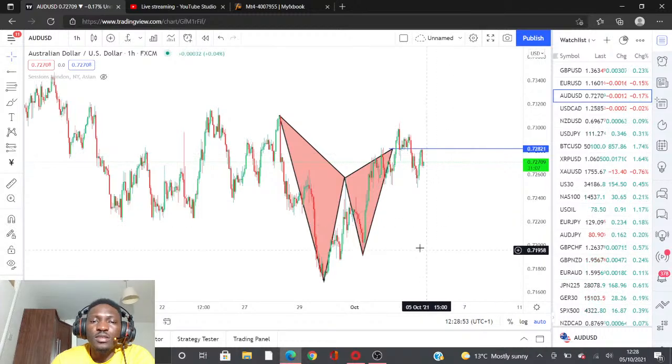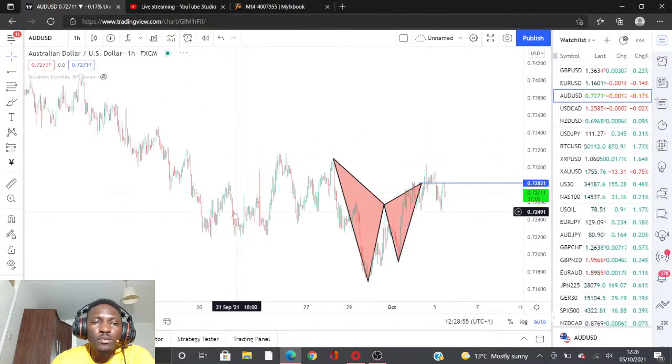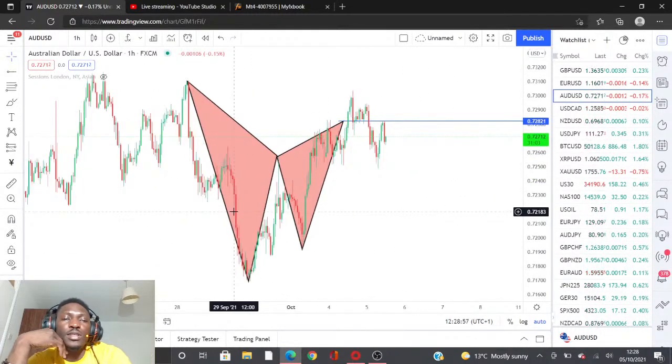So Aussie dollar, yes, I touched on this yesterday. This is the market where we looked at how the market has been bearish on a higher time frame, bearish on a weekly, bearish on a daily, bearish on an hourly chart, and then we have a bearish advanced pattern in the form of a bearish Gartley pattern.